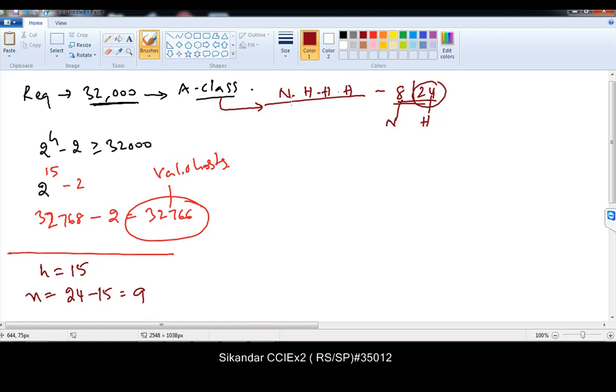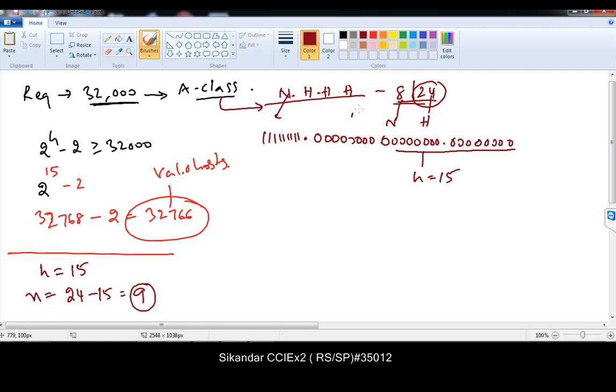If you want, I can write it one more time. Network means 1, 2, 3, 4, 5, 6, 7, 8. Host means 1 to 8, 1 to 8, and 1 to 8. So in total there are 24 host bits. Out of 24, I don't need 24, I need only 15, and the remaining 9 I am converting. So the remaining 9 is 1, 2, 3, 4, 5, 6, 7, 8 and 9.